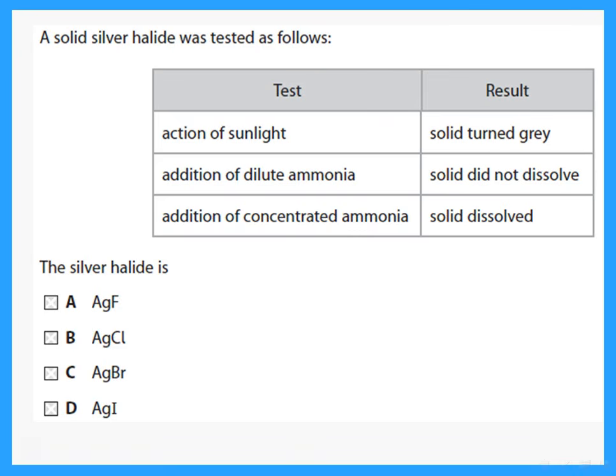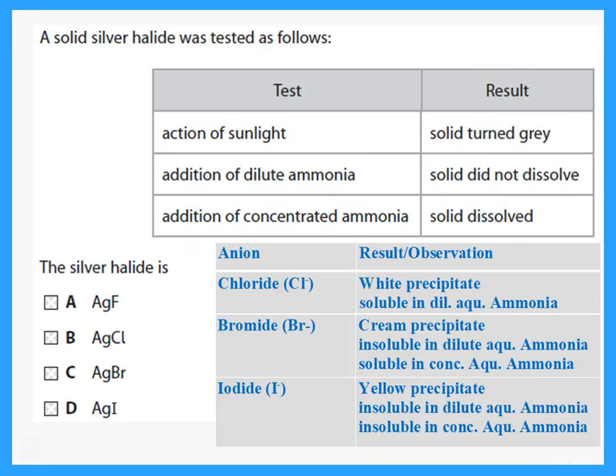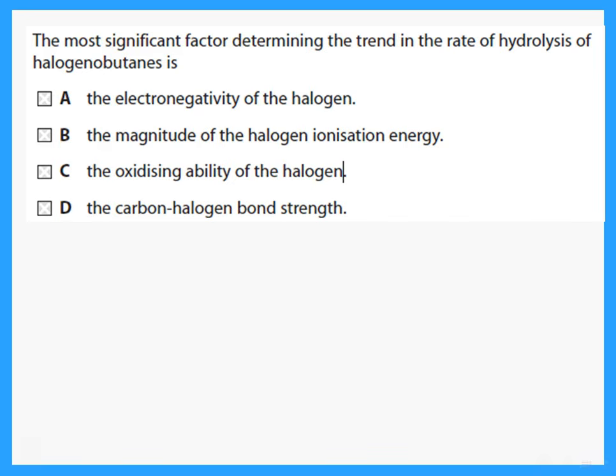Now, when he added concentrated ammonia, the solid dissolved. Well, which one will dissolve in concentrated ammonia? We said the bromide would dissolve. So my answer is silver bromide, because the solid dissolved in concentrated ammonia. If it were iodide, we said iodide gives a yellow precipitate that does not dissolve in dilute or concentrated ammonia.